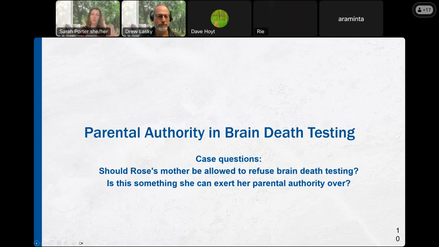Okay, so these are some case questions to get us thinking. Should Rose's mother be allowed to refuse brain death testing? And this is the question that came, right, in a case like this, and this is not an exact case, it's a de-identified kind of amalgam case. But we've had this question, should we allow the refusal of brain death testing? Which then asks the question, is this something she's allowed to have parental authority over?